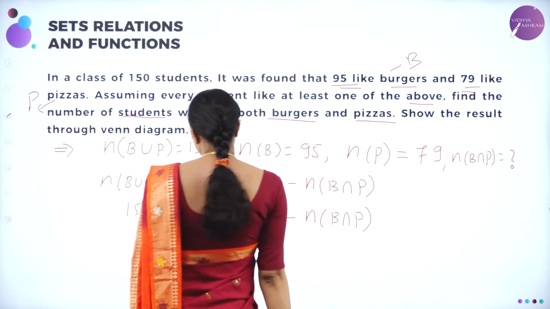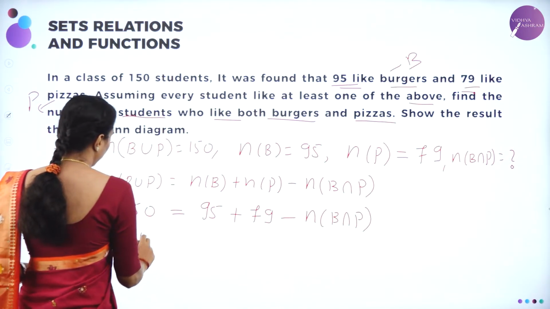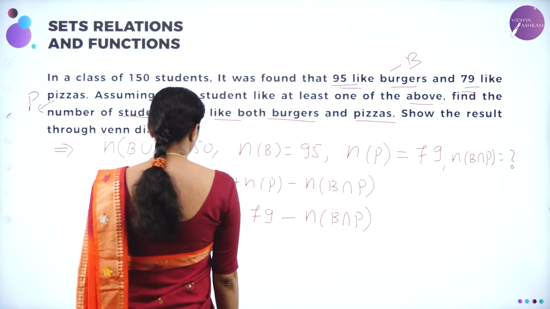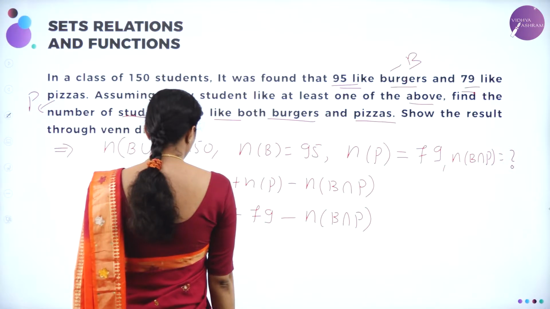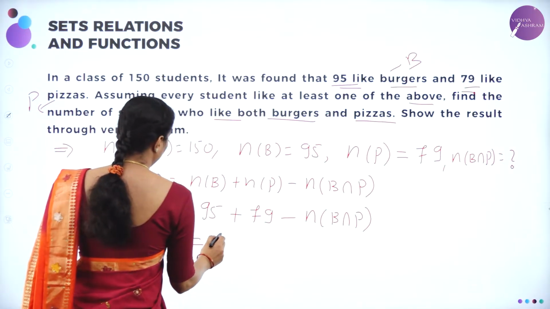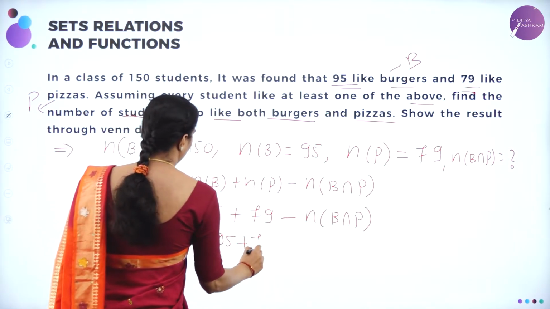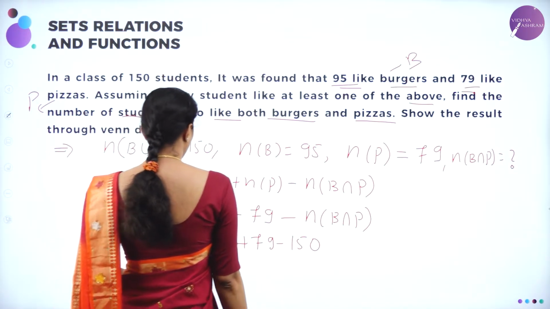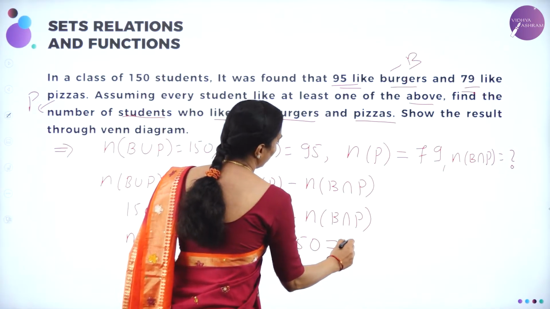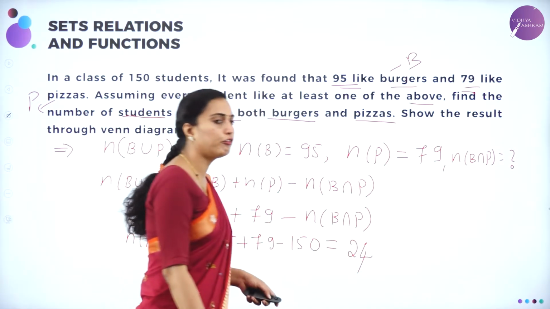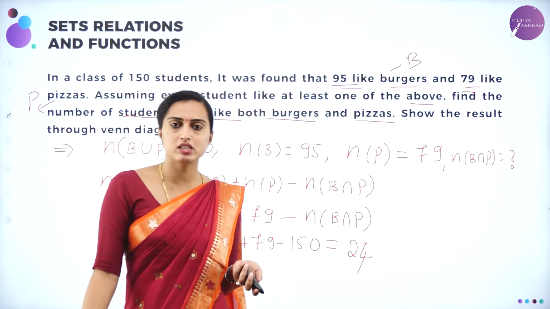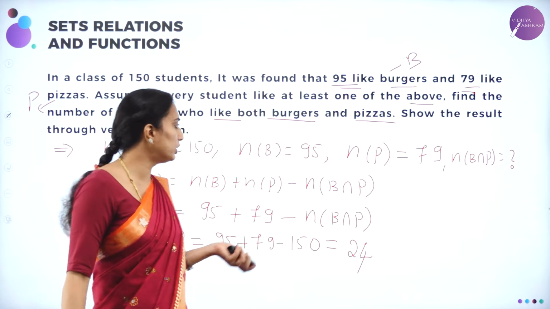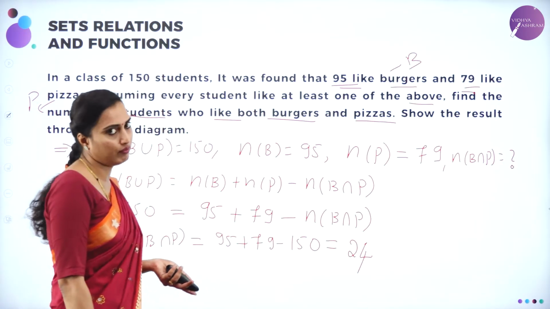Shift to either side, what will it become? N of B intersection P is equal to 95 plus 79 minus 150. You are going to get the answer, which is equal to 24. So the number of students who like both burger and pizza is equal to 24. Now how to write the Venn diagram?